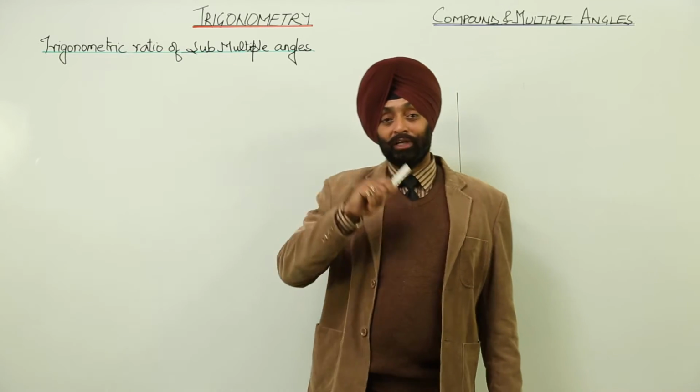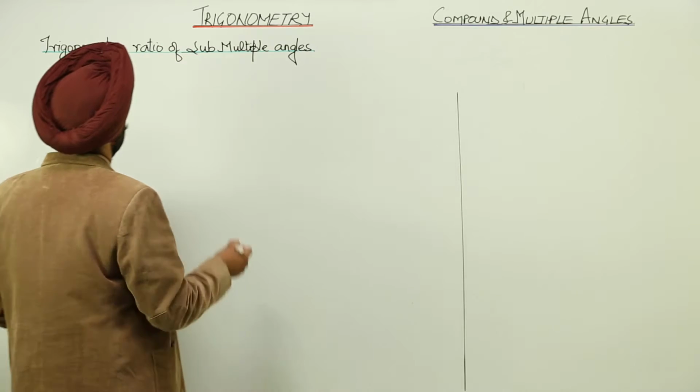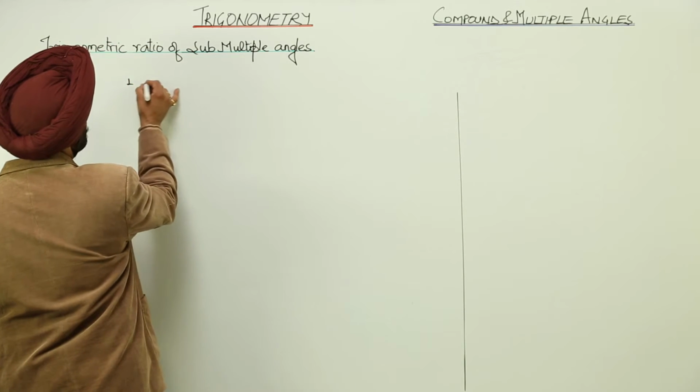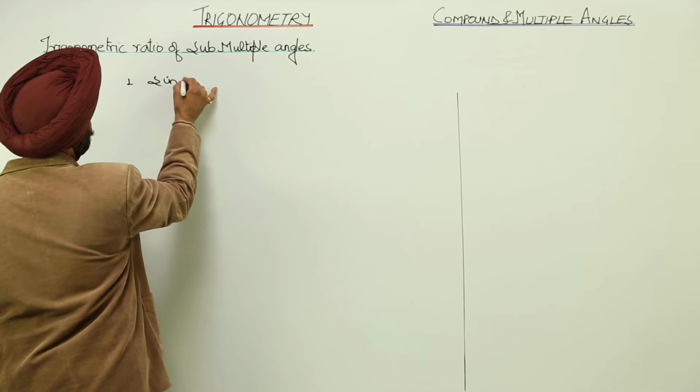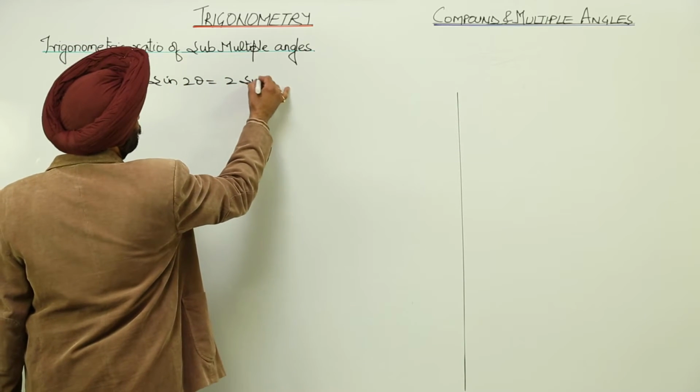Trigonometric ratios of some multiple angles. Now we have gone through the multiple angles. What was the first one? The first one was sine 2 theta is equal to twice of sine theta cos theta.